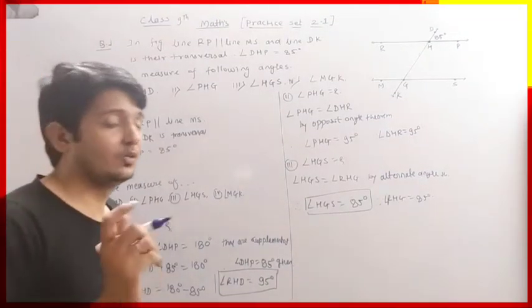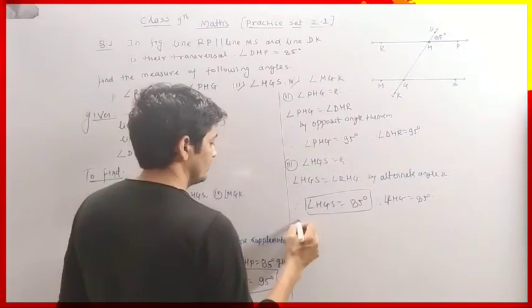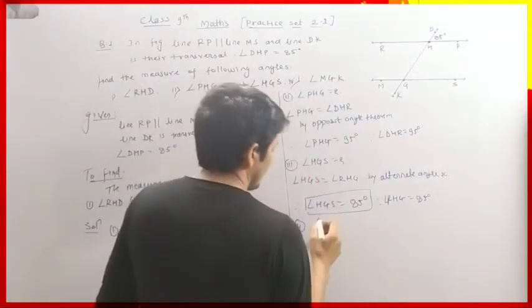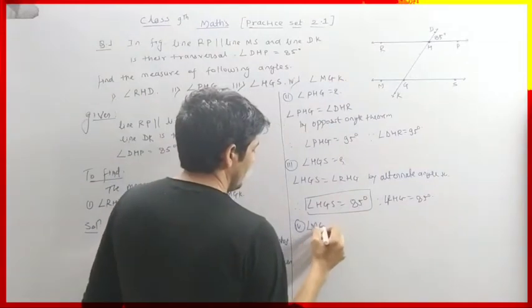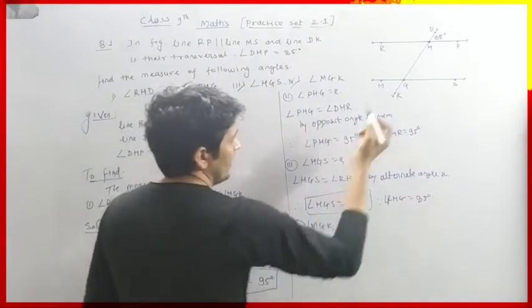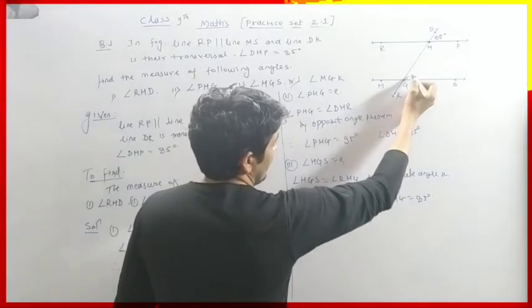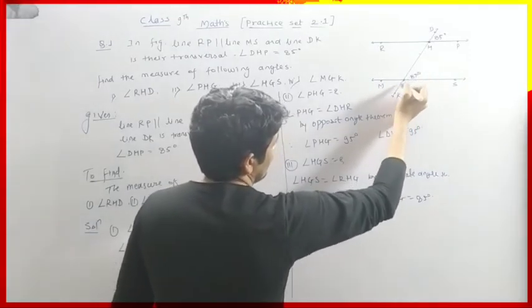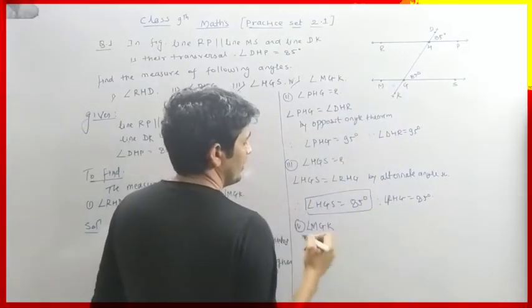Now we are solving the fourth one. The fourth angle is MGK. Angle MGK, which one angle? See, we have calculated this angle as 85 degrees. So this will also be 85 degrees because of the opposite angle theorem.